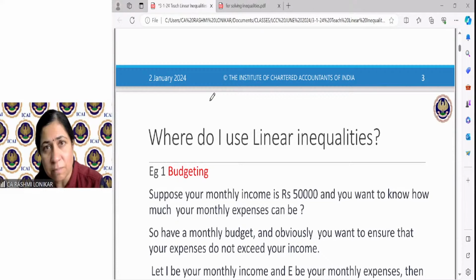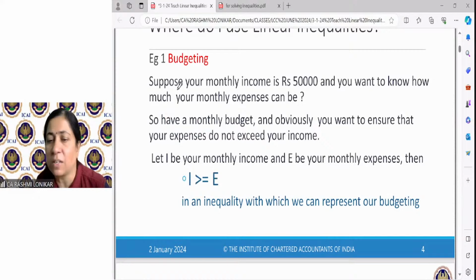And we are not talking about credit card, etc. If I am earning 50,000, the maximum I can spend is 50,000, right? But do we want that? No. We always want the income to be more than expenses, okay? So that you can have something for savings, okay? So if my monthly income is 50,000, you want to know how much your monthly expenses can be. So I should be greater than or equal to E. What is I? I is the income. What is E? E is the expense. It is an inequality in which we can represent our budgeting. Okay, this is the simplest thing.